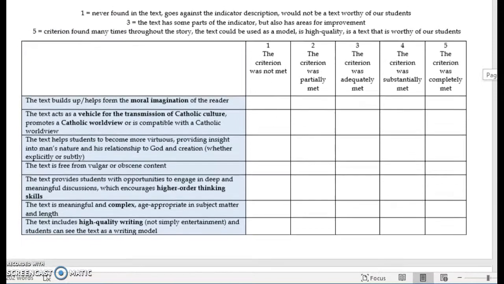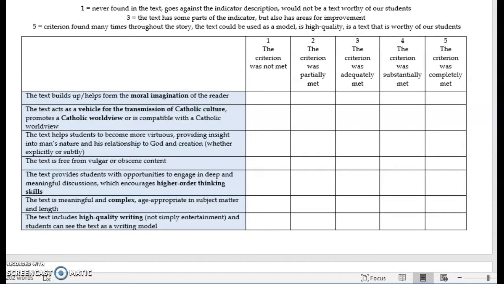So for that indicator, you would need to make your final selection after completing the entire text. You wouldn't be able to indicate 1, 2, 3, 4, or 5 on the text building up or helping form the moral imagination of the reader until you have completed the text.